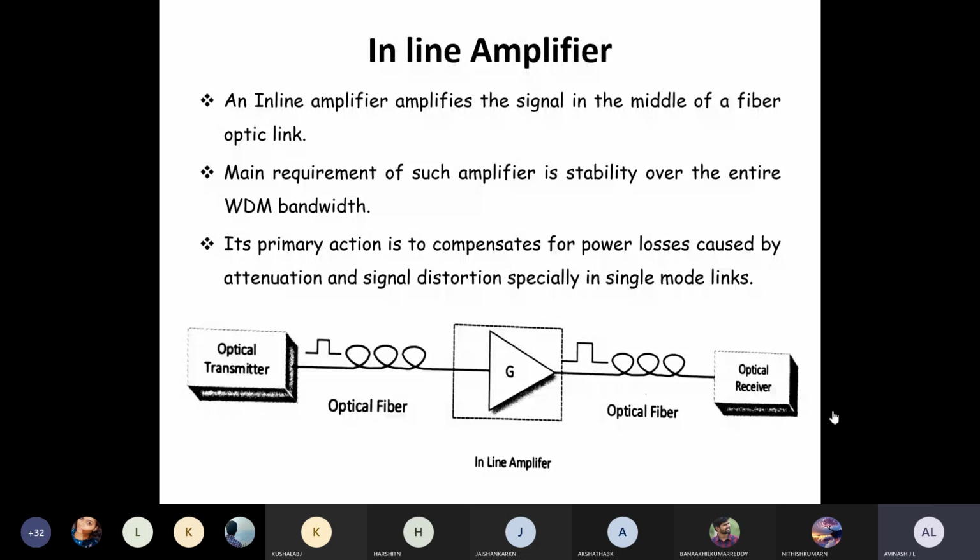Here you can see in the diagram there is the optical transmitter block. The optical transmitter will be sending X amount of energy. For some distance it will pass, and it will reach the inline amplifier. Once the signal reaches the inline amplifier, what exactly happens?